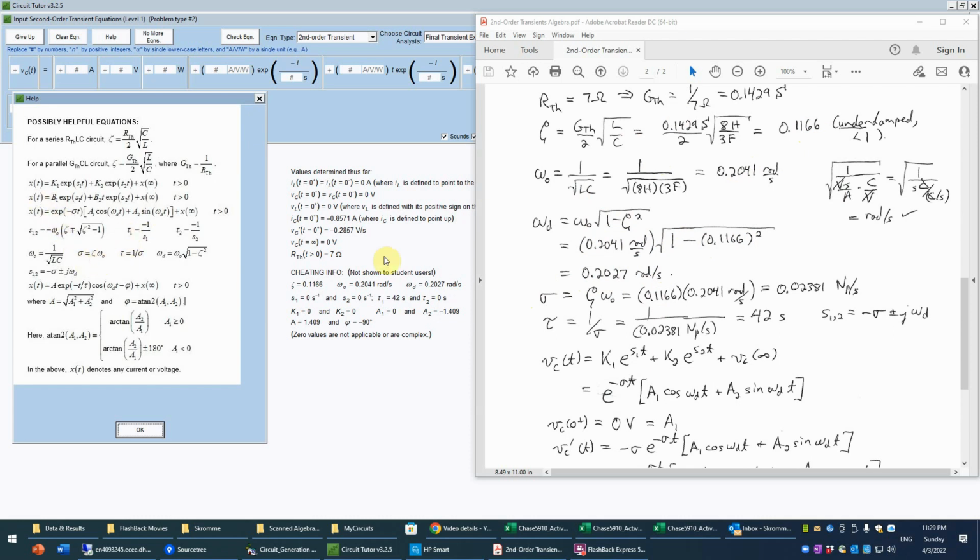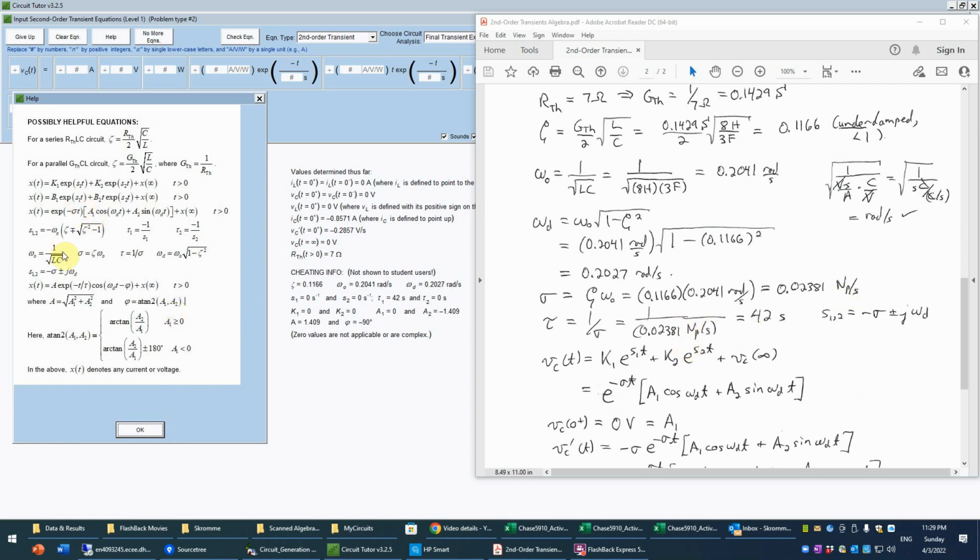Now, another parameter I'm going to want in the underdamped case is sigma, which is zeta times omega naught. So just plug in again the zeta, 0.1166, and the omega naught, not the omega d here, but the omega naught, which is 0.2041. Multiplying those together gives us 0.02381. And this is in Nepers per second, where a Neper is kind of like a radian, except it's for real exponentials rather than complex exponentials.